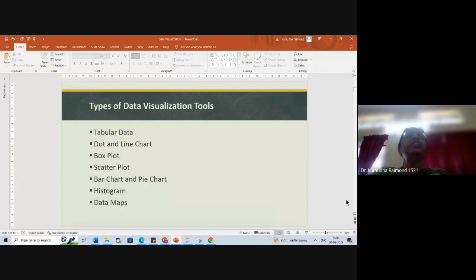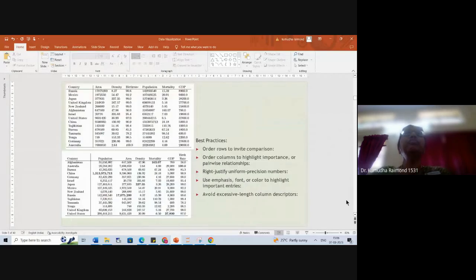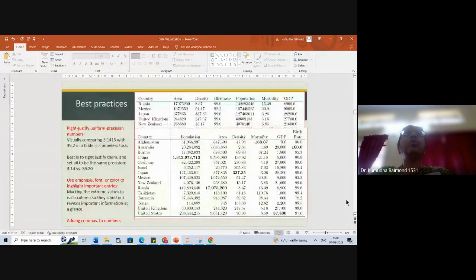So we already saw about the tabular data. We need to start from the dot and line chart. So I will be doing the dot and line chart, box plot, and the scatter plot now. If time permits, we will see the other plots also.